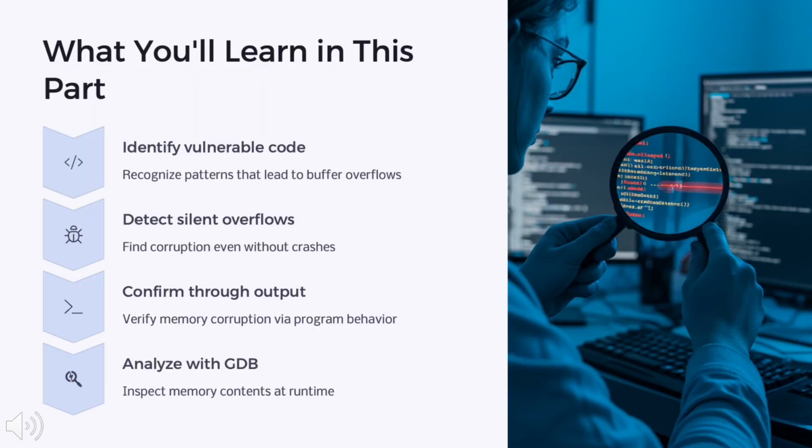We'll look at how to identify vulnerable code that could lead to a buffer overflow. We'll run a demo program and feed it both safe and overflowing input. Then, we'll inspect the output to spot subtle signs of corruption. And finally, use GDB to verify what happened in memory.